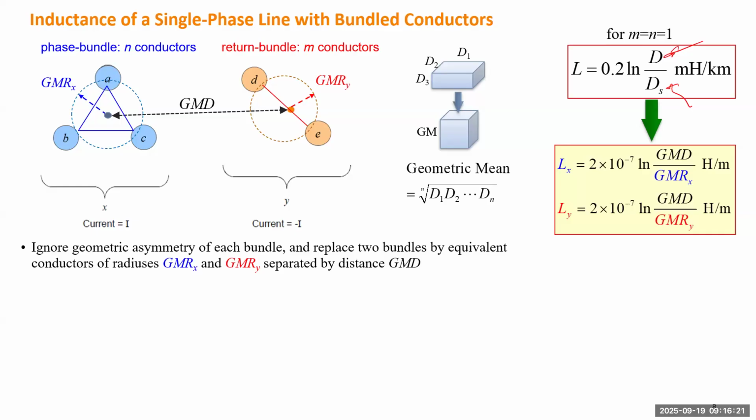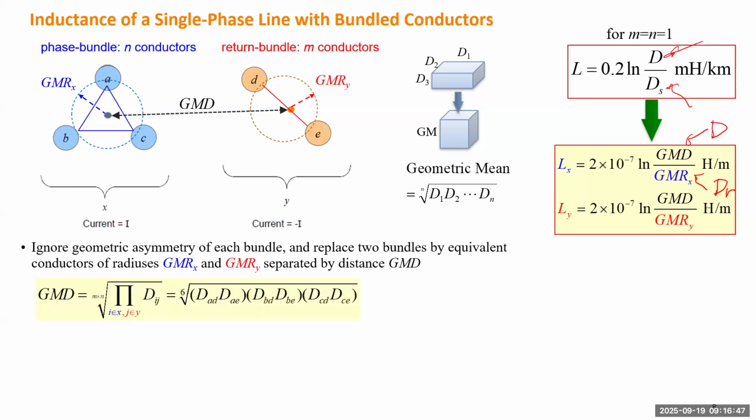Okay, so assume that the final generalized formula is this one. So we already replaced the D with GMD and R with GMR for each bundle. We call them GMR X and GMR Y because the two bundles have a different number of conductors or different shape. So we're not sure they have the same average or mean radius. So how do we calculate the GMD or GMR?